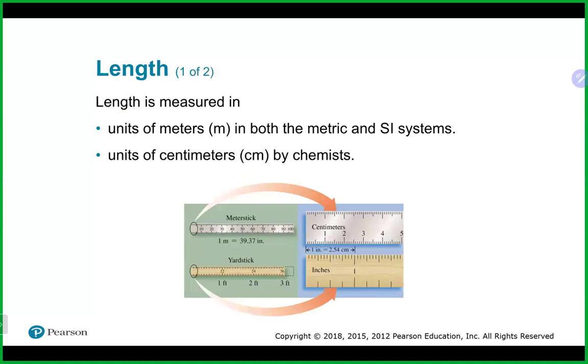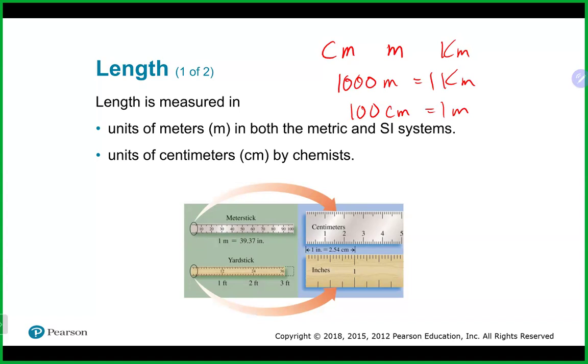Length, on the other hand, as I mentioned, is meters, and that is both the metric and the SI system. Meters, centimeters, kilometers are all very common units that we see. There are 1,000 meters in a kilometer. There are 100 centimeters in a meter. So those are some common length conversions that we do.